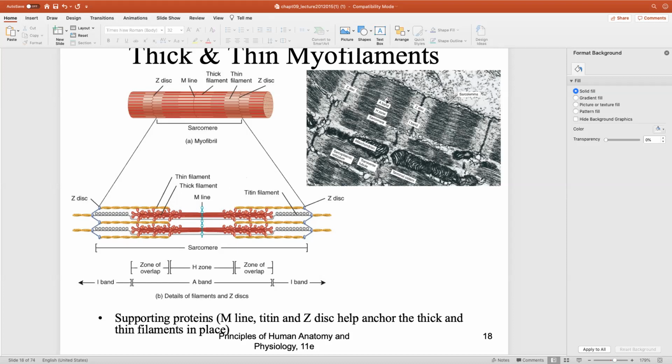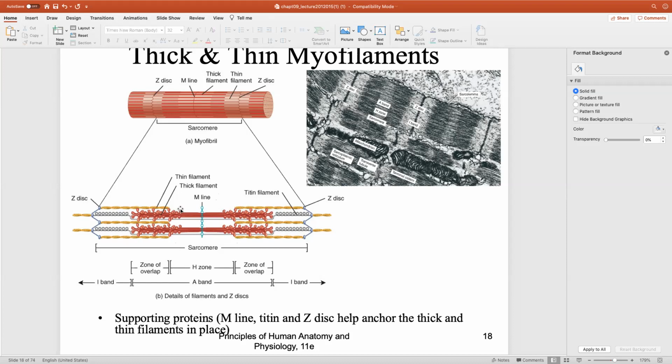But then again, if you take a look at this and compare it to this, the H zone region still looks a little bit darker than the I bands. Right? So the H zone region is a region where there are no actin myofilaments.